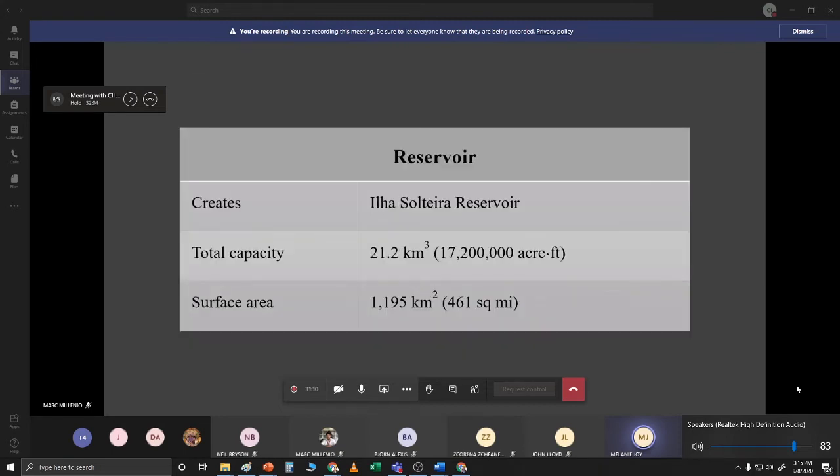Reservoir. Yung name niya po is Ilha Solteira Reservoir. Tapos yung total capacity po niya is 21.2 cubic kilometer. Tapos yung pinaka-surface area po is 1,195 square kilometer. Okay.